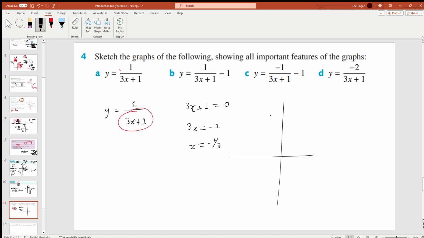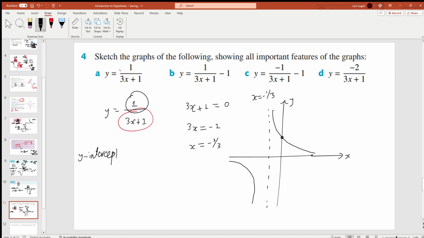So if I just put that in, so we have x and y. We're going to have, alright, x is equal to -1/3. And we can see it's positive, so it's going to still look something like this. Now we can see it's got a y-intercept there. We can work out where that is because a y-intercept is when x is equal to 0. So all we do is go y equals 1 on 3 times 0 plus 1. So it gives me 1 over 1, which is 1. So we know that point there is 0, 1.